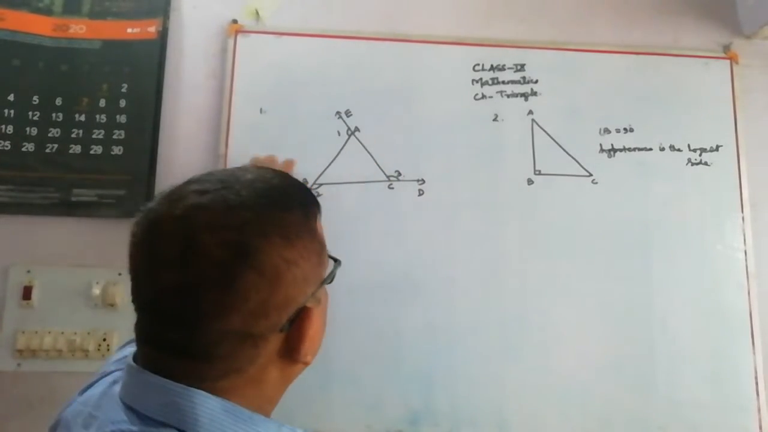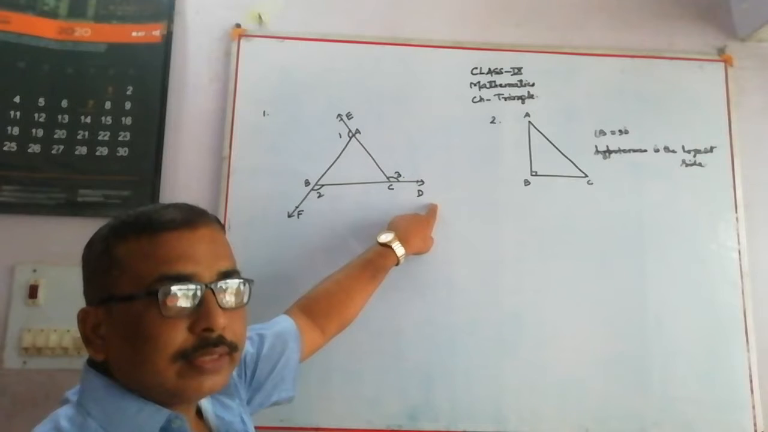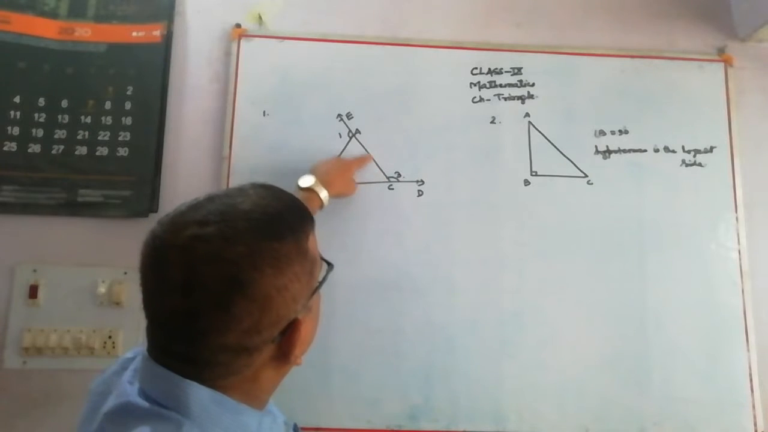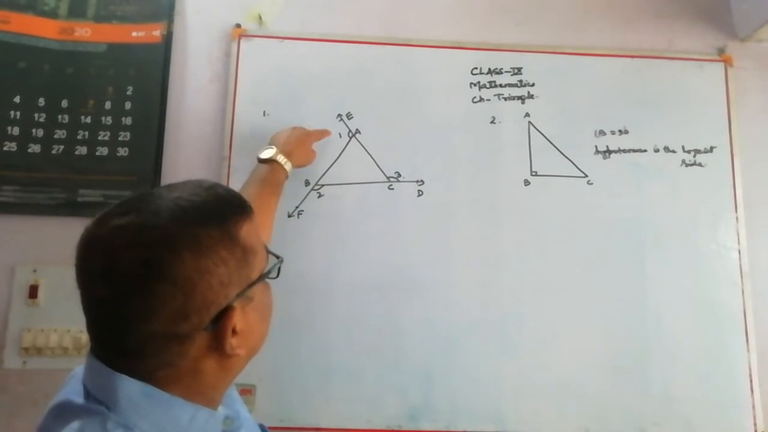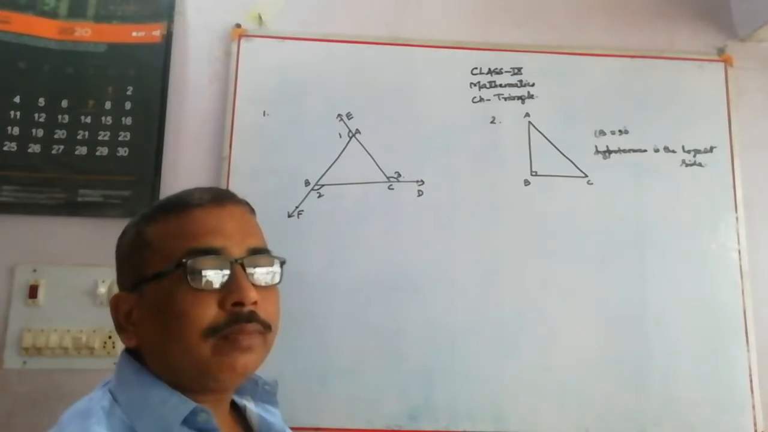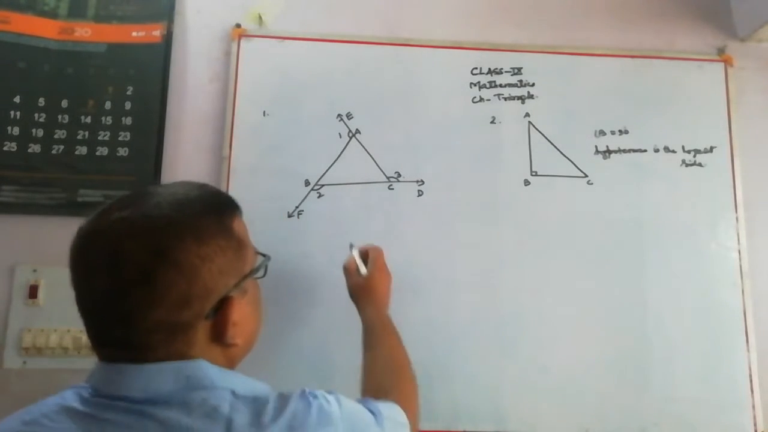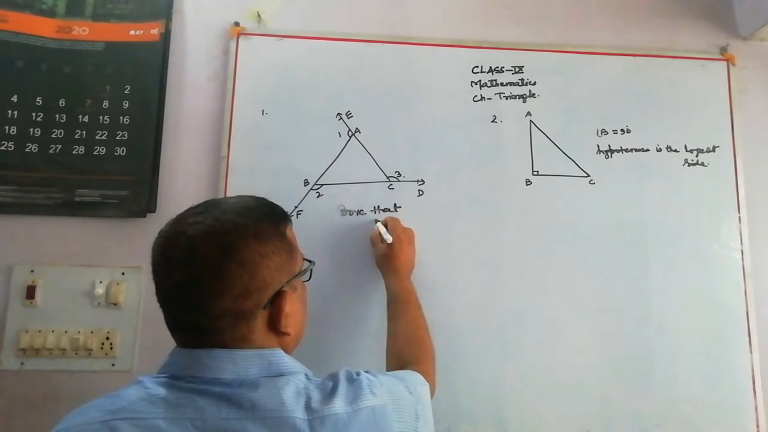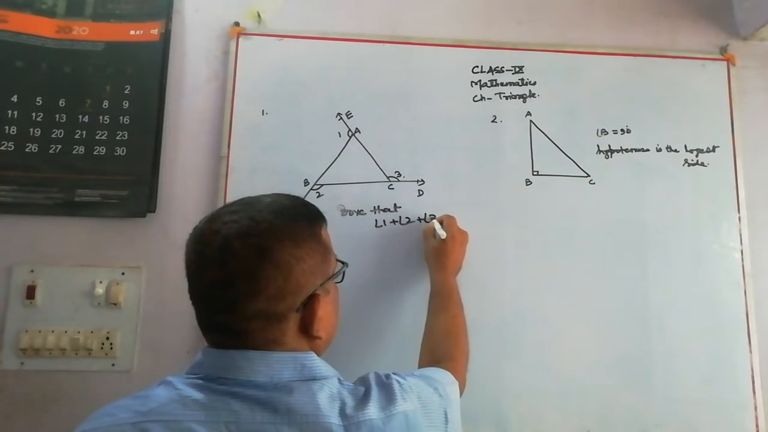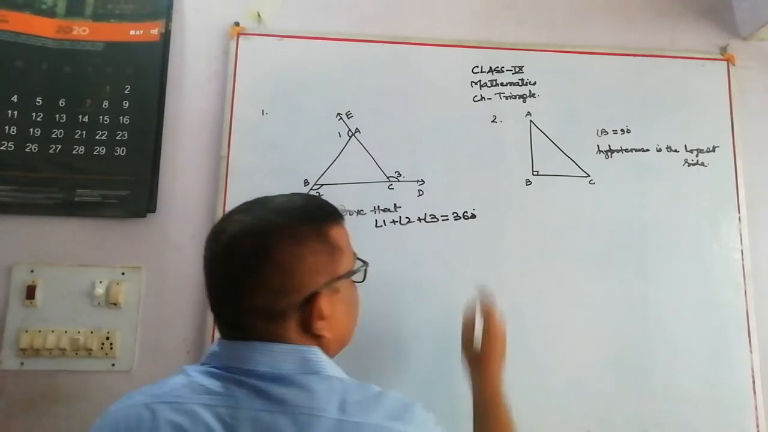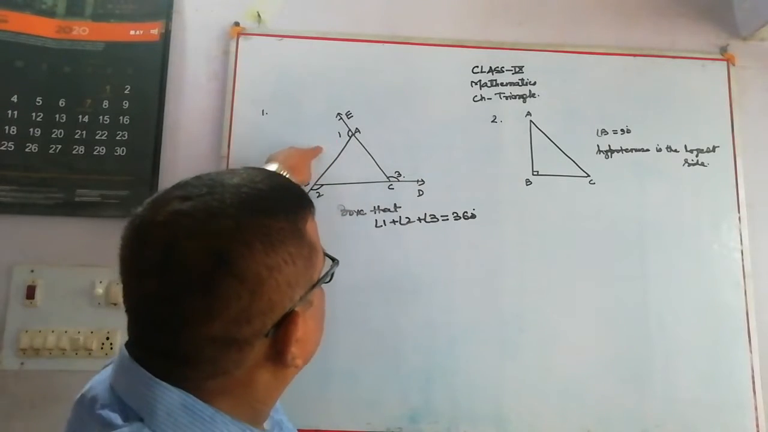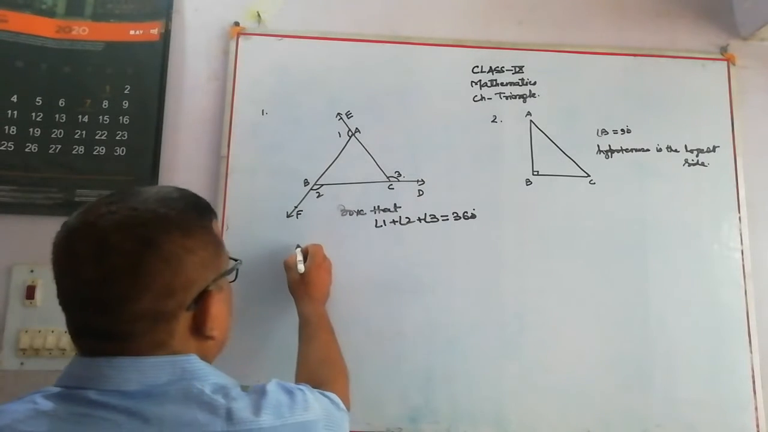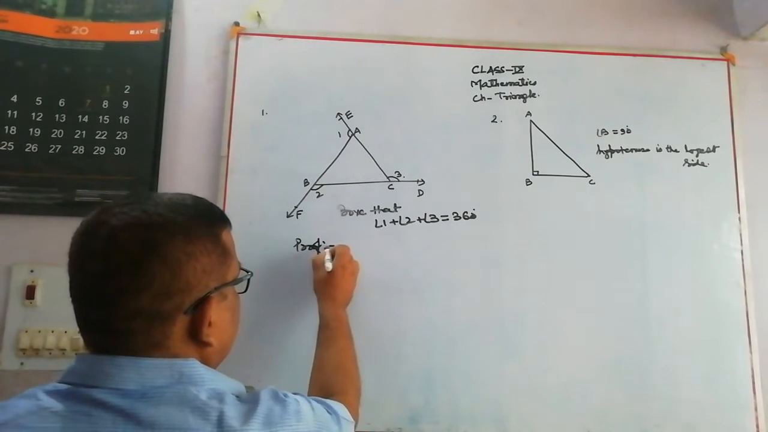ABC is a triangle and side BC is produced to D, side AB is produced to F and side AC is produced to F. Angle 1, angle 2 and angle 3 form the exterior angles. Then you prove that angle 1 plus angle 2 plus angle 3 is equal to 360 degree. Now, how can you prove it?